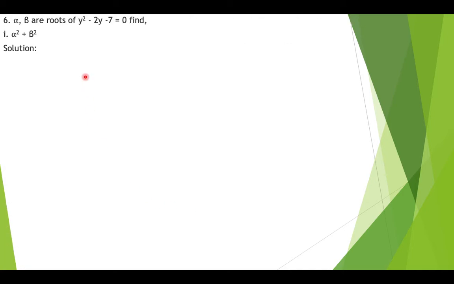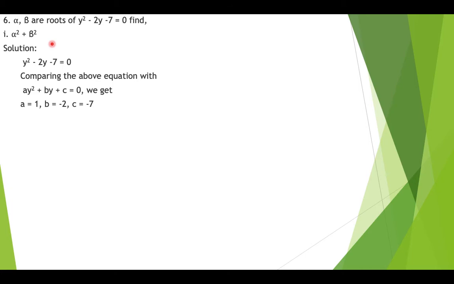Let us go for the sixth problem. Alpha and beta are the roots of the equation. Find alpha square plus beta square. So over here, you have to find the value of alpha square plus beta square. Again, we know that a plus b the whole square is equal to a square plus 2ab plus b square, we can just use that equation to find the solution of it.